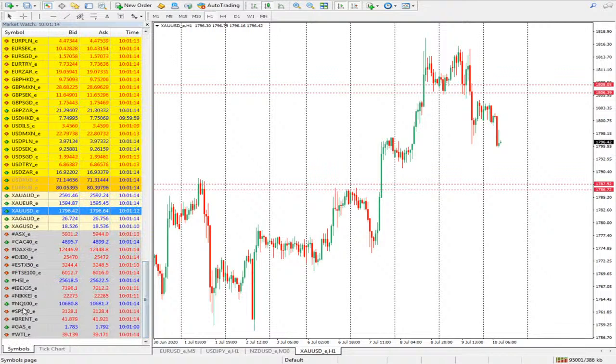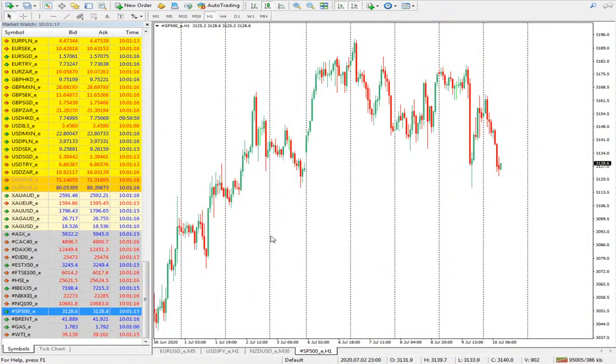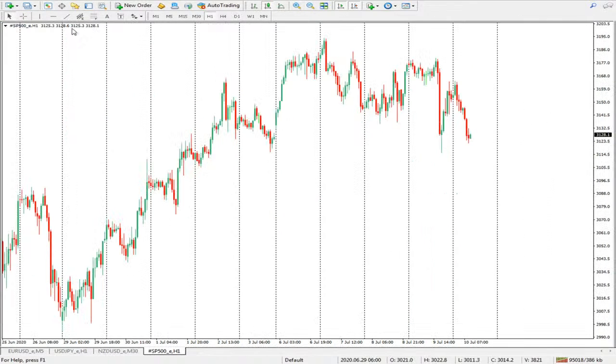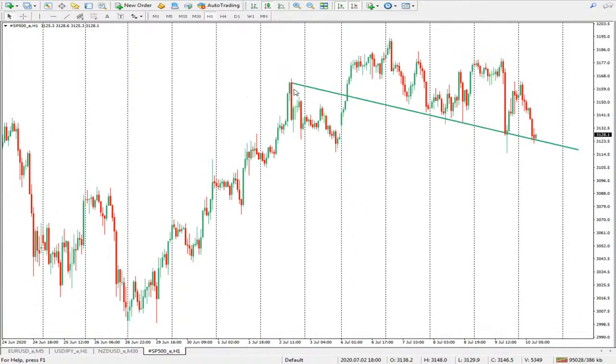The next chart, we look at SP500. SP500 is pulling back to the lower side. We were expecting a possible continuation to the upper side, but somehow the price is currently pulling back to the lower side.